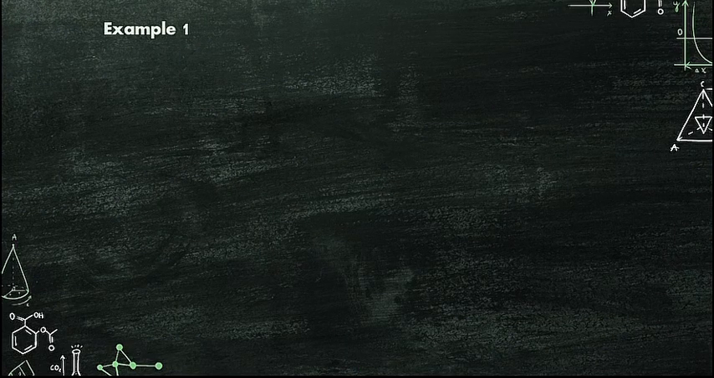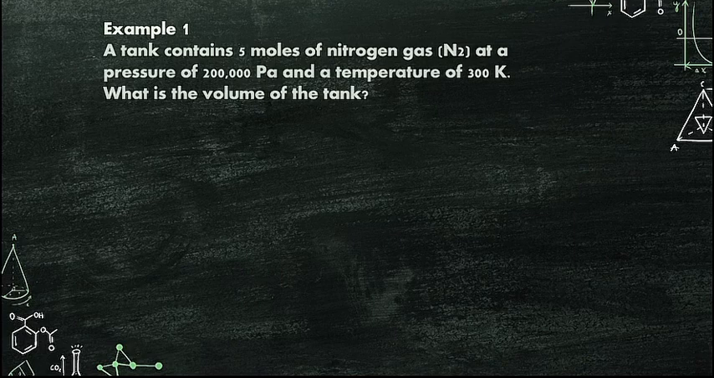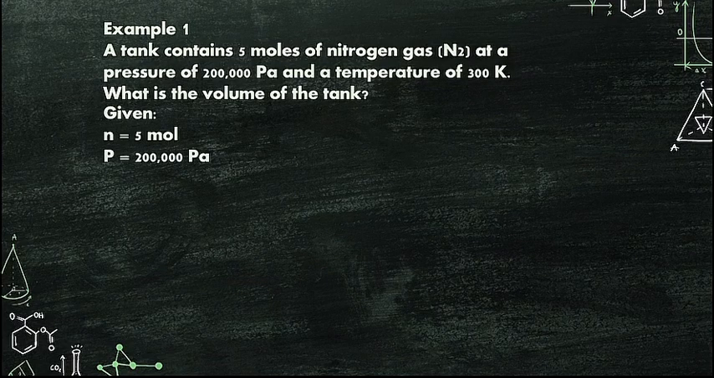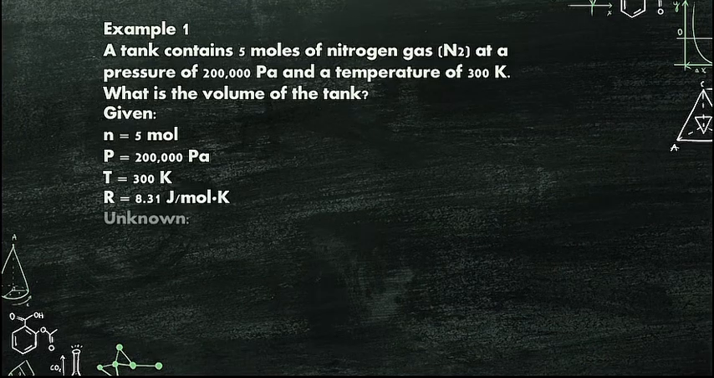For example 1, a tank contains 5 moles of nitrogen gas, N2, at a pressure of 200,000 Pascal and a temperature of 300 Kelvin. What is the volume of the tank? The givens are n = 5 mol, P = 200,000 Pascal, T = 300 Kelvin, and R is the gas constant, which is 8.31. So our unknown is V.